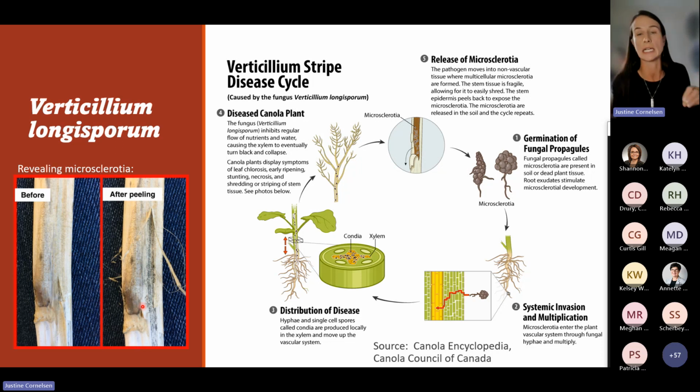Mycosclerotia are extremely tiny. So depending on how well your eyesight is, you may or may not be able to see the individual mycosclerotia themselves. It may just look more like a grayish hue. So a hand lens will help show it. And I've got a few images here to show that real big difference between verticillium and something like blackleg and what those spores would look like.